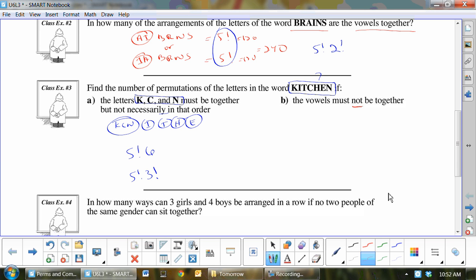What's the opposite of vowels must not be together? That's called the complement. In mathematics, the complete opposite is called the complement. Now, if I knew when vowels are together, do I know how to find it? I know how to do that. So that's not hard anymore. If I know all the ones that are together, how am I supposed to find all the ones that are not by knowing that?